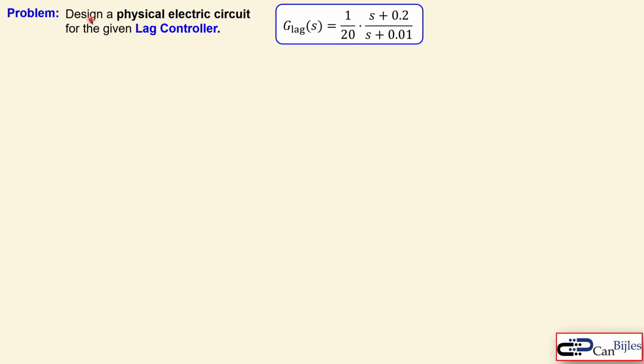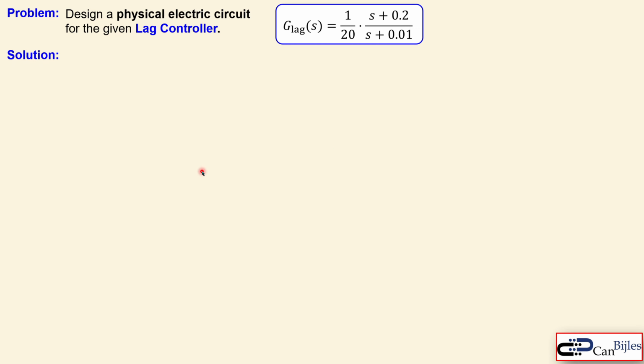So we have the following design problem. We would like to design a physical electric circuit for a given lag controller transfer function, which is shown here. We see there is a 0 at minus 0.2 and there is a pole at minus 0.01. The pole is closer to the vertical line in the complex plane than the 0. That's why we have a lag or the phase lag controller here. So let's look at the solutions.